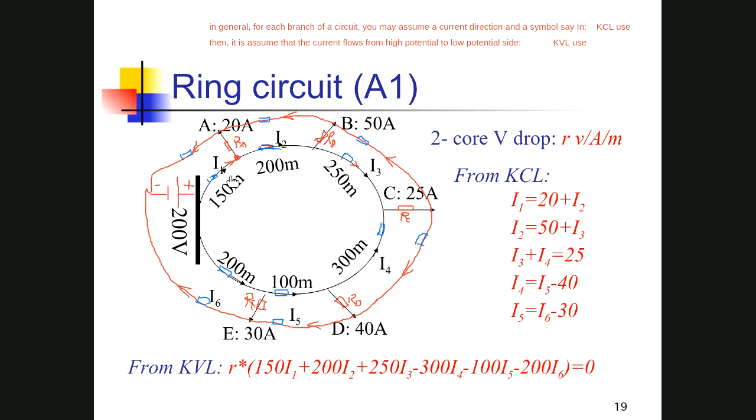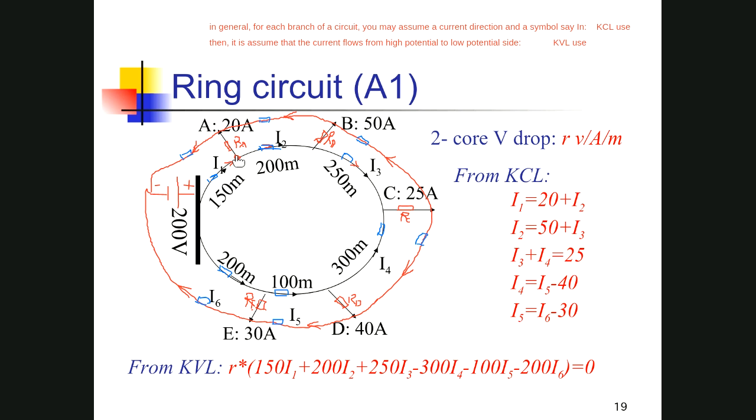The 20 amperes is the current on the load A. Current I1 is not the current on the load A. That's the difference. Here the current on the load A is 20 amperes. So the current in at this point is I1, and out at this point are I2 and 20 amperes. That's why we have I1 equal to 20 amperes plus I2. That's the relationship, looking at these points.